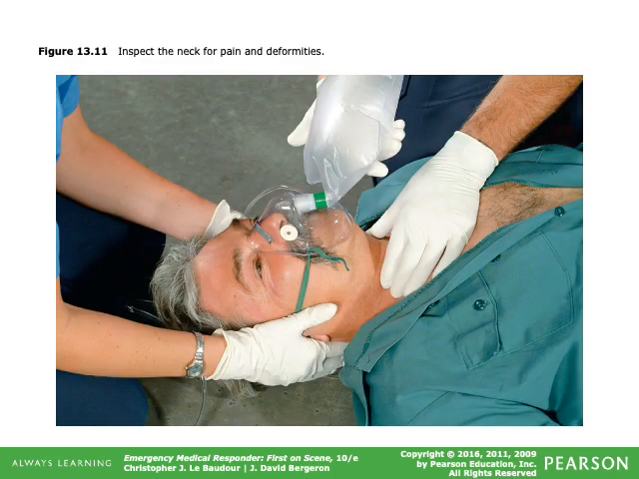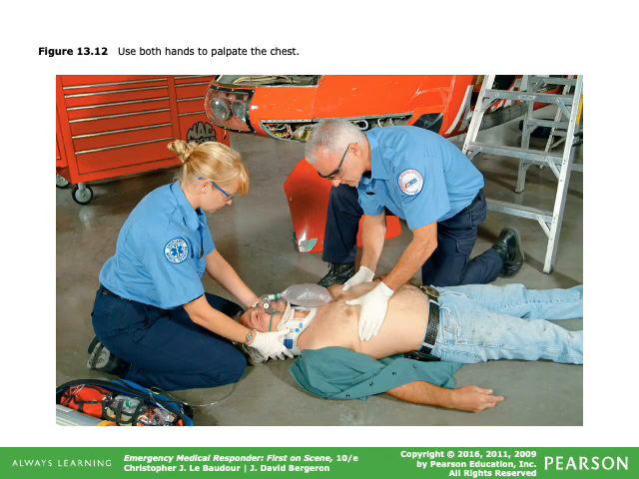And they're inspecting the neck for pain and deformities. They'll get front and back of the neck. Just run your hand behind the patient's neck, especially to feel for deformities. Use both hands to palpate the chest. Again, this covers more surface area simultaneously and also allows you to be more thorough.